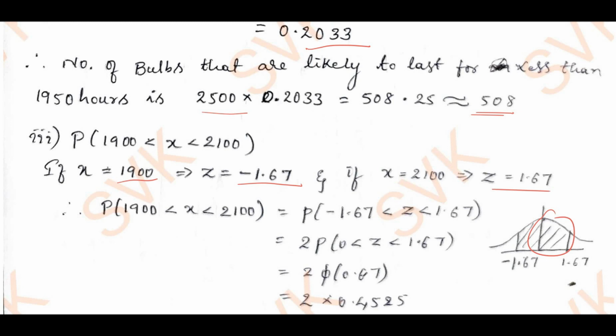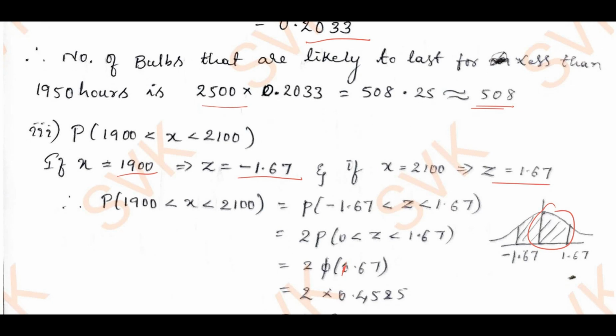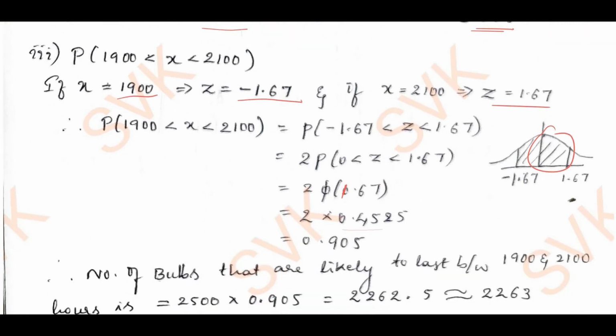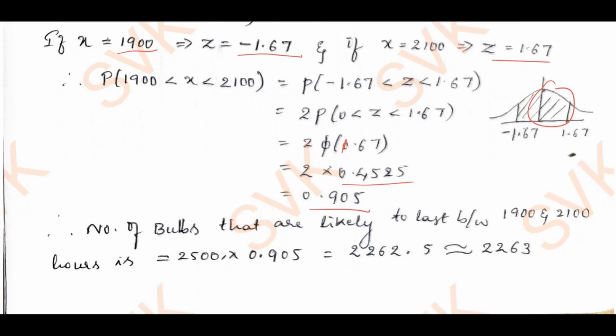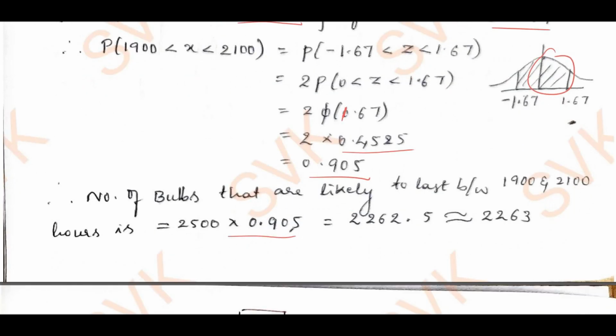So phi of 1.67 is given by 0.4525, multiplied by 2, we get 0.905. Now multiplying this value by 2500, I am going to get the answer approximately equal to 2263. So 2263 bulbs are likely to last between 1900 and 2100 hours. So this is how to calculate problems on normal distribution.